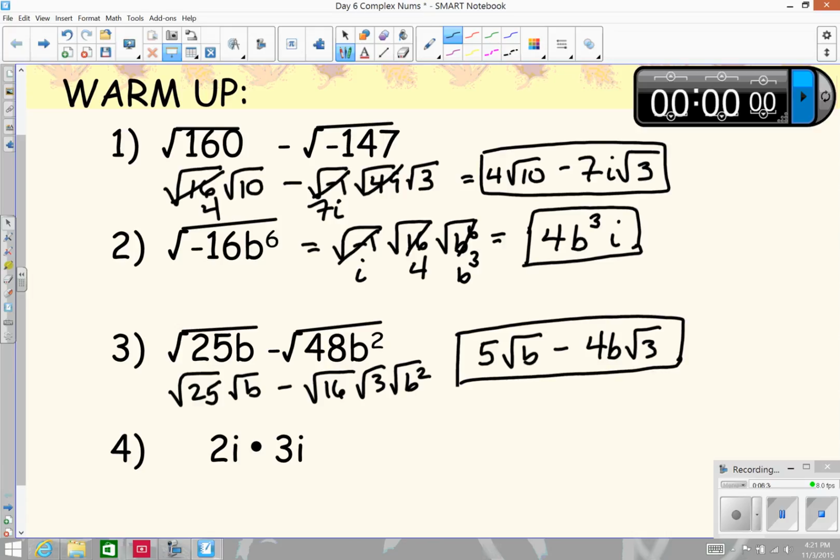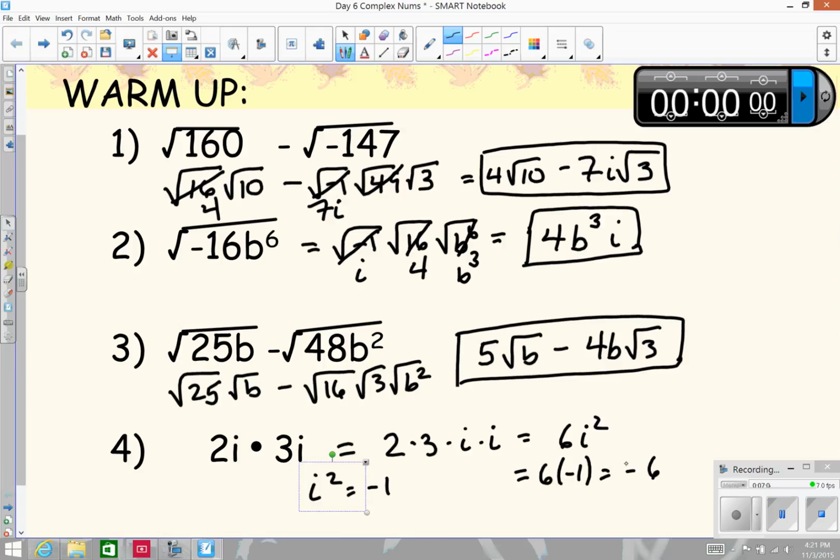Alright, moving on to number 4, 2i times 3i. Remember, I can use the commutative property of multiplication, and I can write this rearranging the order in which I multiply. So I can write this as 2 times 3 times i squared, which becomes 6i squared. Now remember, i squared is equal to negative 1, so this product becomes 6 times negative 1, or negative 6. And that's the final answer on that one.